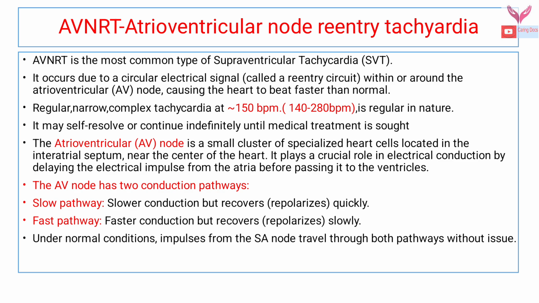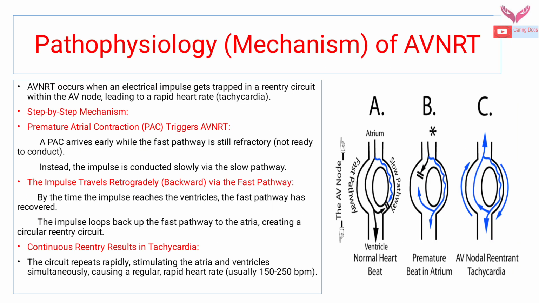The AV node is a small cluster of specialized heart cells. We know that it is located in the interatrial septum near the center of the heart. It plays a crucial role in electrical conduction by delaying the electrical impulses from the atria before passing into the ventricle. The AV node has two conduction pathways, the slow pathway and the fast pathway. Slower conduction occurs in the slow pathway, but it recovers very quickly. In the fast pathway, faster conduction occurs, but the recovery is slow. Under normal conditions, the impulses from the SA node travel through both pathways without any issue.